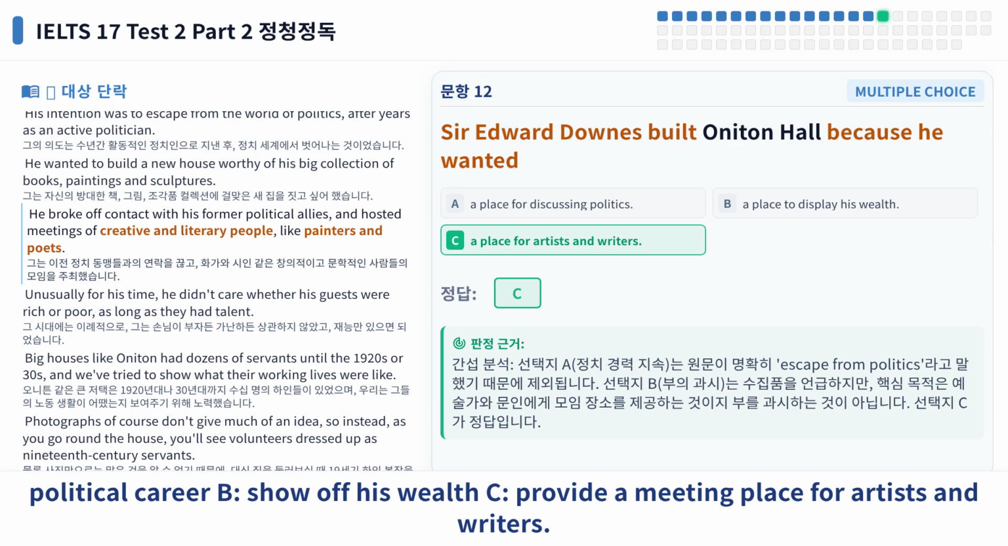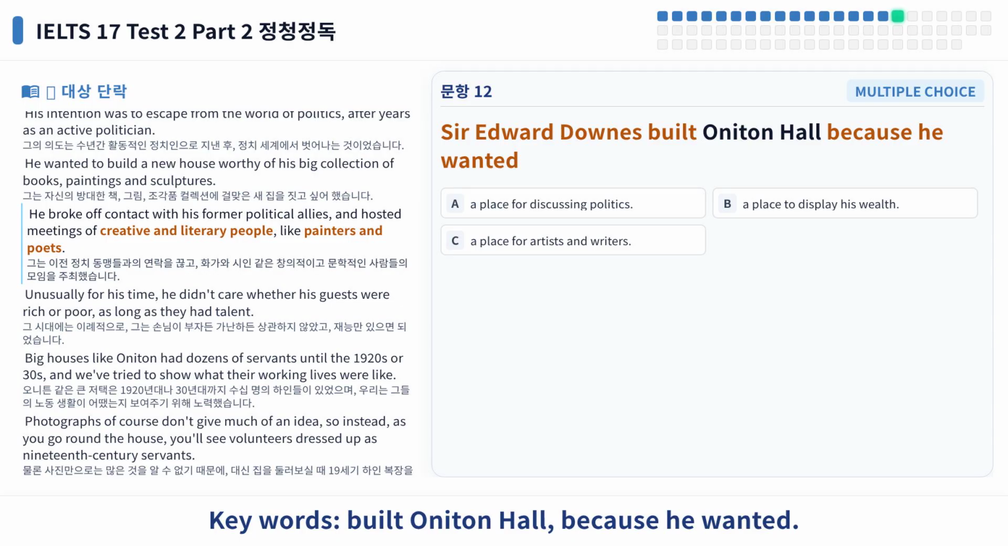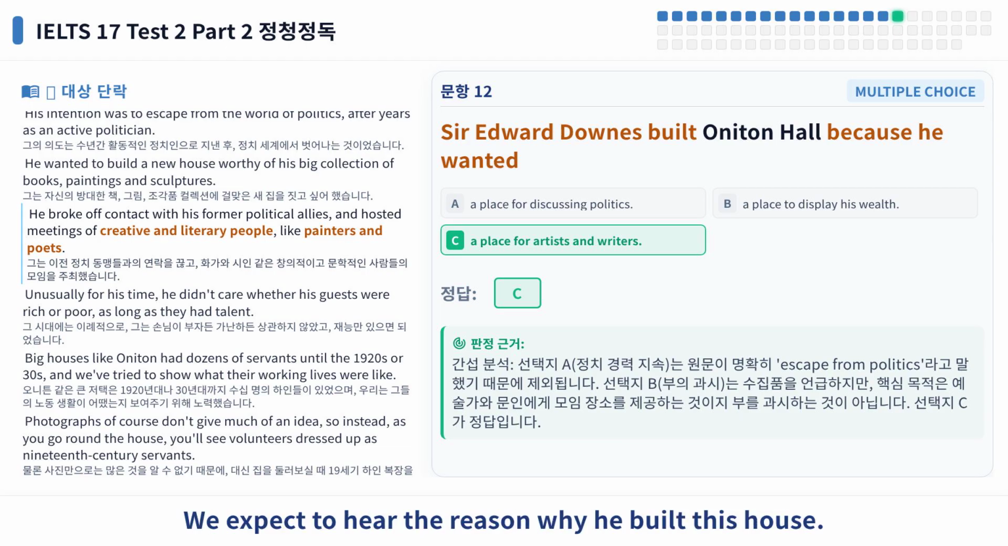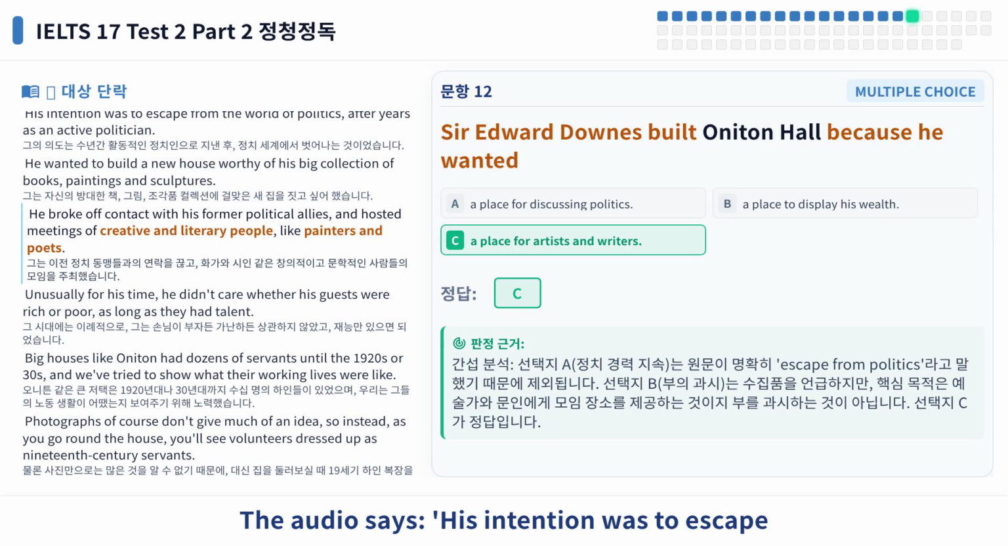Q12. Sir Edward Downes built Oniton Hall because he wanted to A. Continue his political career, B. Show off his wealth, C. Provide a meeting place for artists and writers. Please pause the video and try this question yourself. Keywords: built Oniton Hall because he wanted. We expect to hear the reason why he built this house. Located in Information Block 2.